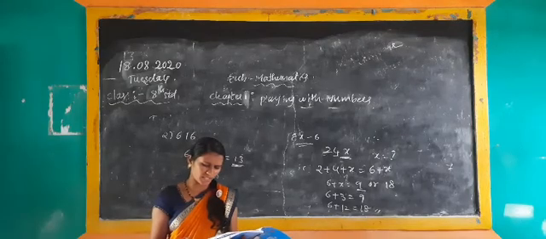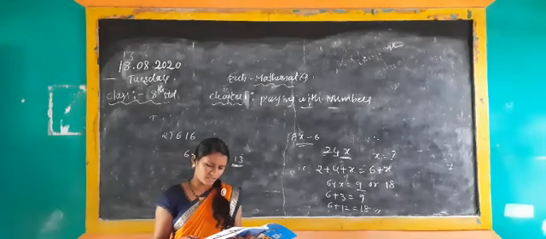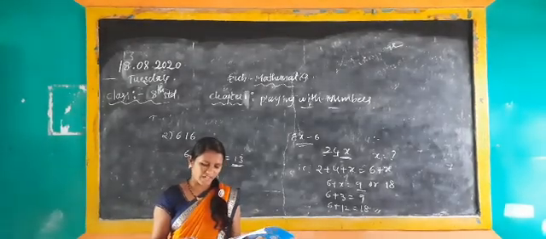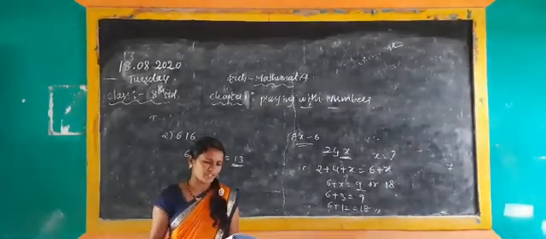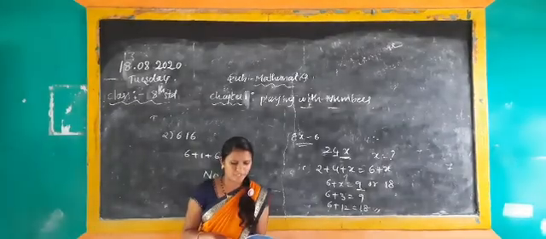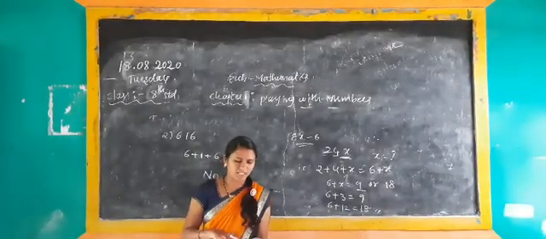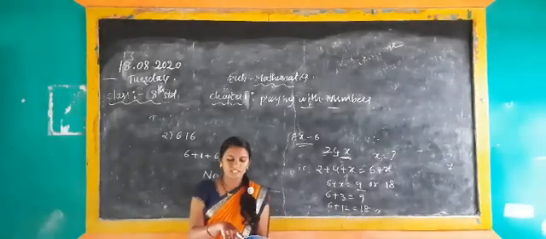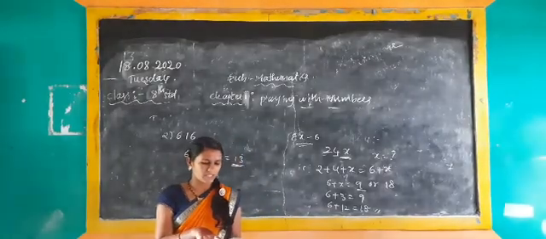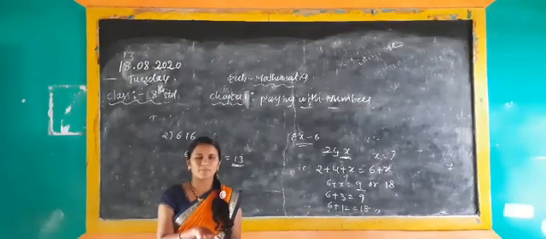Here also they give a number divisible by 3, so just add the digits and divide it, and you will get the answer. And example 8: check the divisibility of 15,287 by 3. Here also, how much is the sum? 23. But 23 is not divisible by 3. That's why it is not divisible by 3.